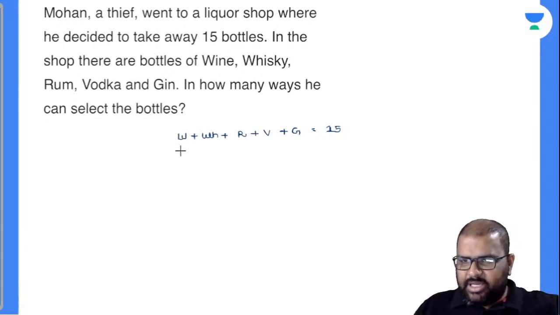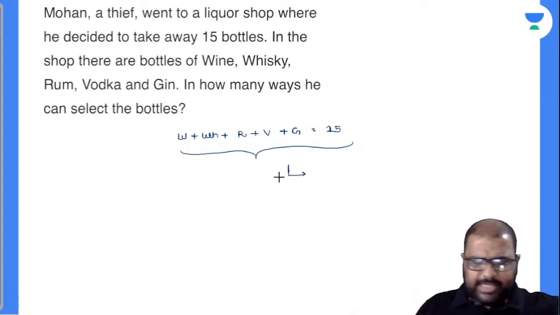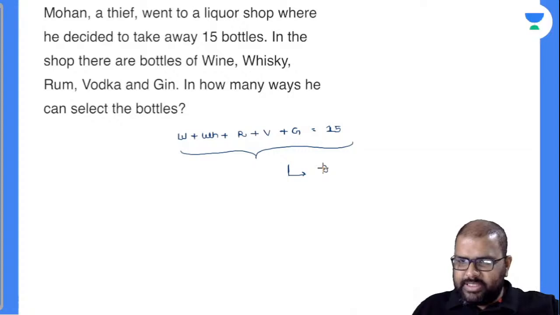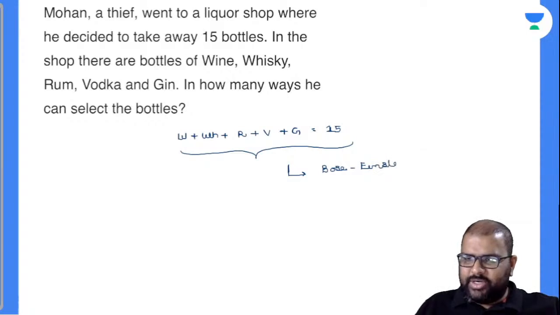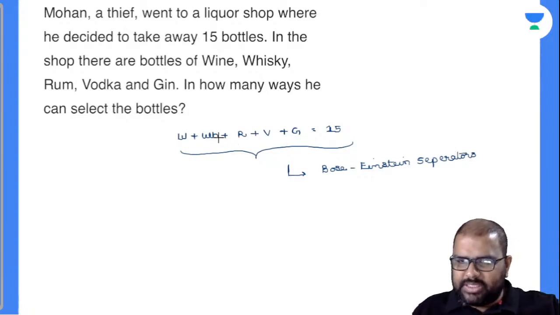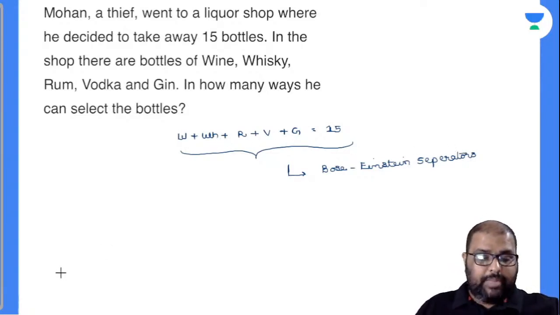So we have seen a concept called Bose-Einstein separators. I have dealt with this in the first class itself in spatial aptitude, right? So go through my spatial aptitude question, you can easily understand this. Let us convert this question into a little bit easier manner so that we can understand this. Let us suppose you have 15 gold coins with you. Now you have to share these 15 gold coins among how many persons? 5 persons. How many partitions do you need?